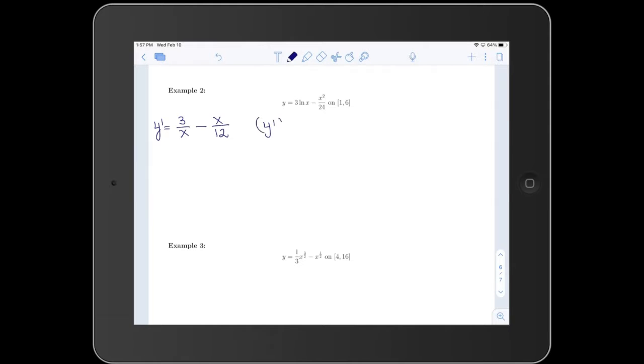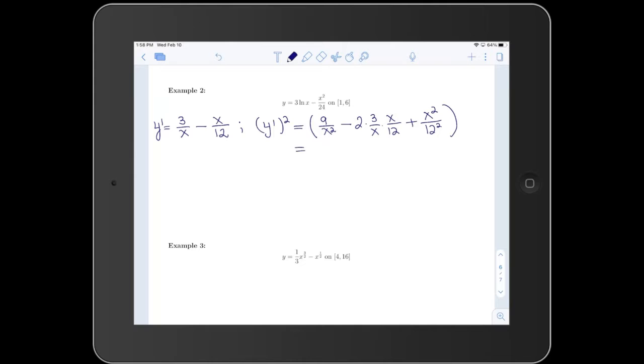Then y prime squared. Okay, what is this one? This one is 9 over x squared, right? Minus the double of these two. So that would be 2 times 3 over x times x over 12, plus x squared over 12 squared. I'm just going to keep that 12 squared as is for now. Okay. What do we get?